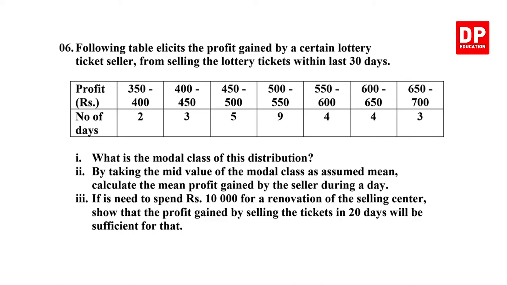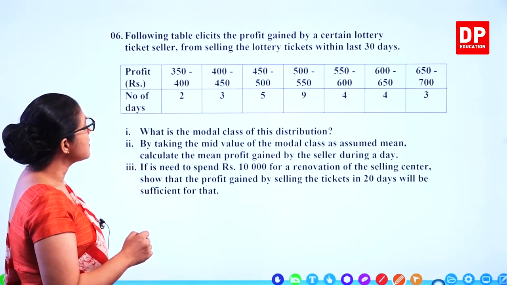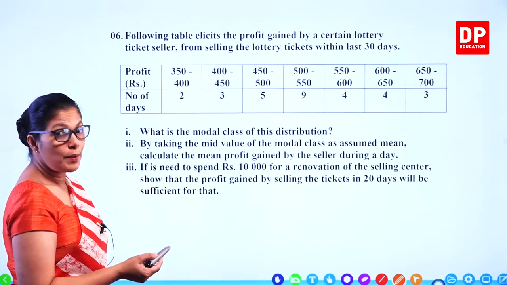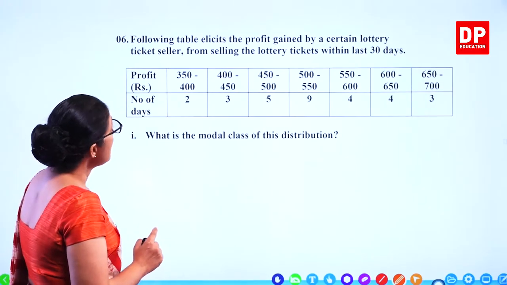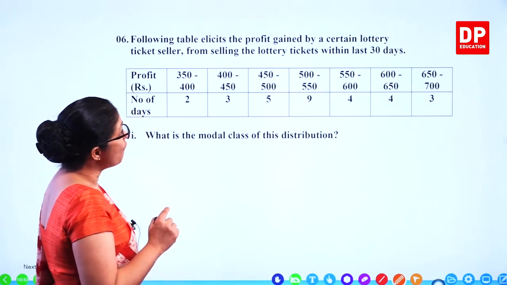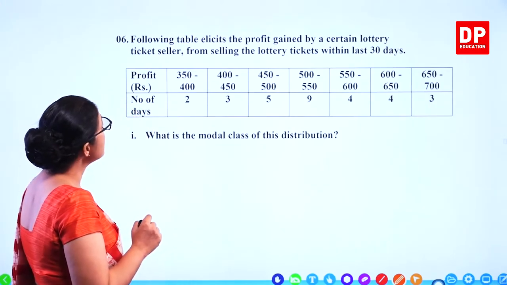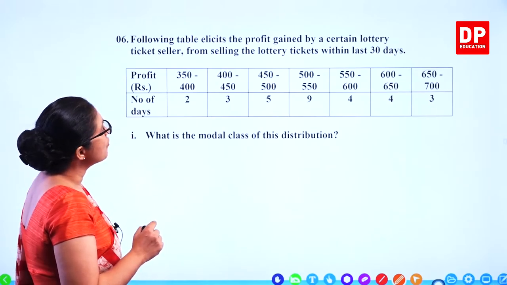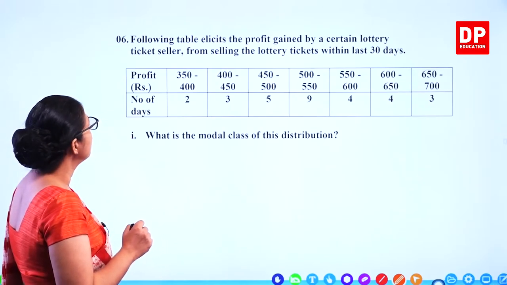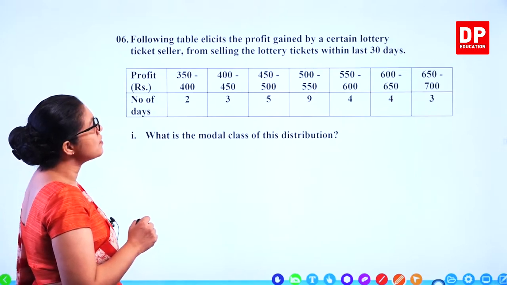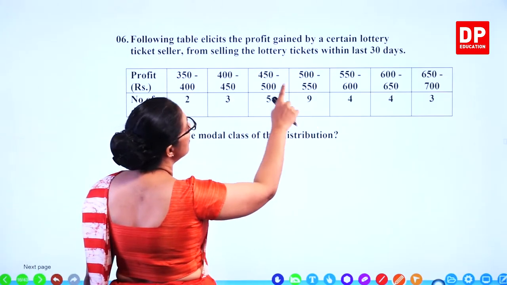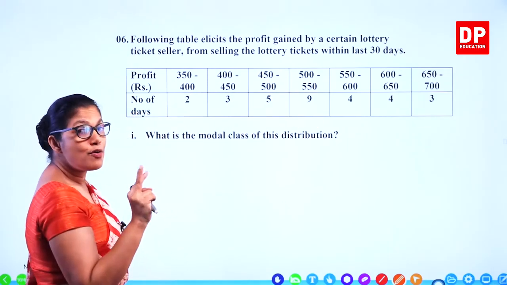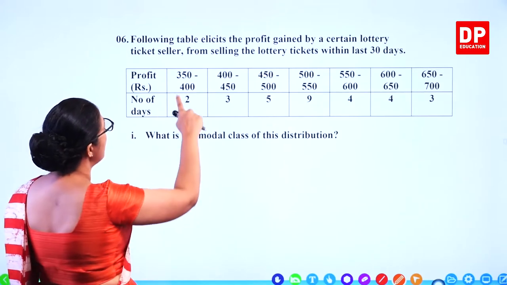Question number 6, it's about statistics question. You have to find out the modal class and mean value. So we'll do it separately. Following table elicits the profit gained by a certain lottery ticket seller from selling the lottery tickets within last 30 days. What is the modal class of this distribution? So the widths are all equal. These are boundaries given. There are no gaps in between the values.